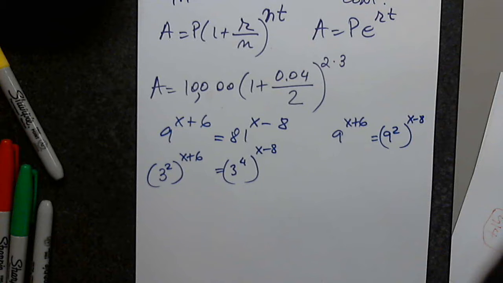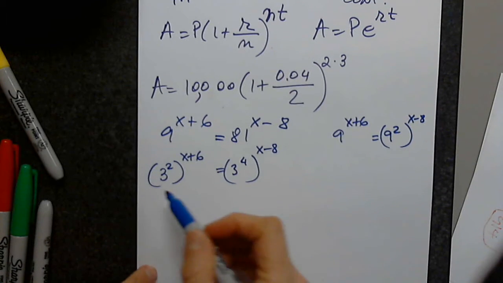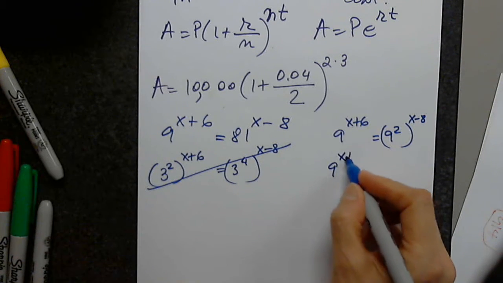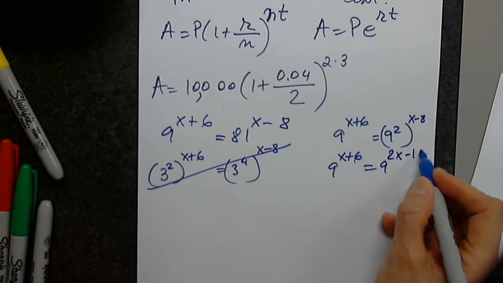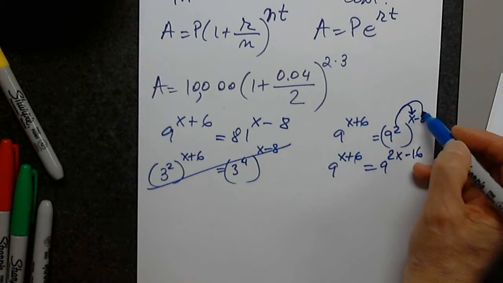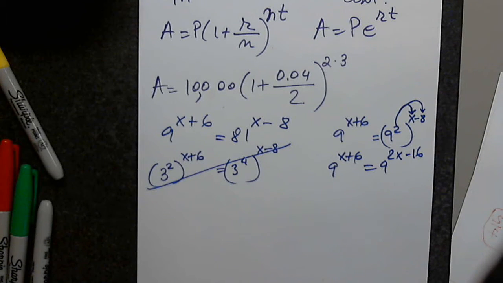When two numbers are equal and they have the same base, their exponents have to be the same. Now, if you don't notice that, then you would have to apply the natural log or common log to both sides, but it's more difficult if you don't notice that both sides can be presented with the same base. Normally I'm looking for prime numbers, but this works, so that's fine. So 9 raised to x plus 6 equals 9 to 2x minus 16. You cannot just distribute 2 to x and forget to distribute to negative 8, right? Okay.